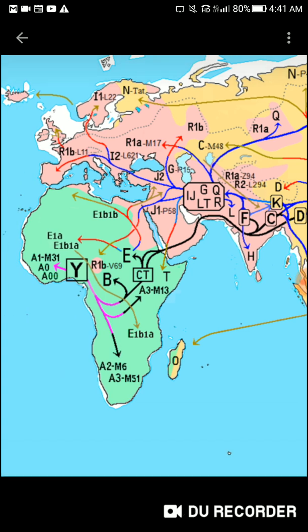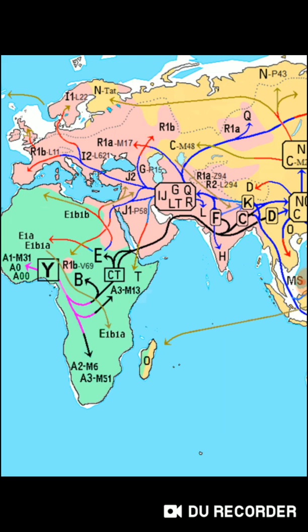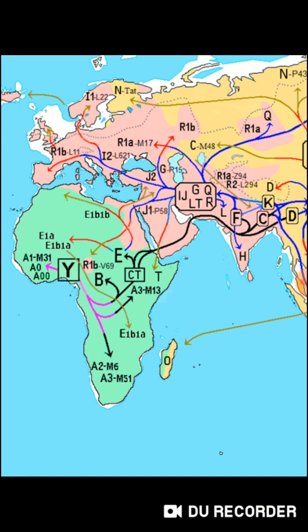So in Iran, in the Iran region, you do have our people there. Iran would be H, and as you can see, India is H, and as you can see, the arrow comes from the Iran region into India.